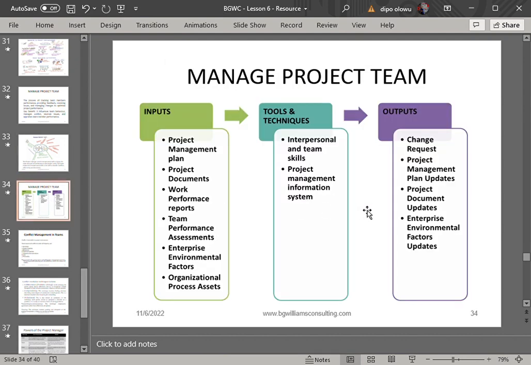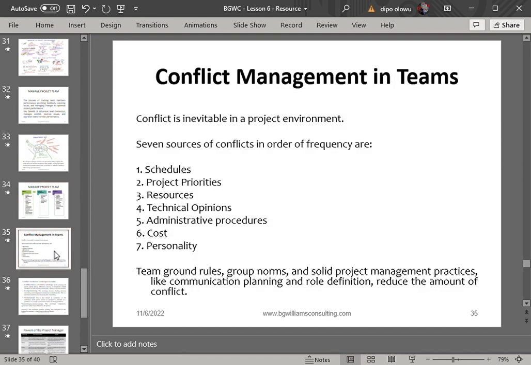What we want to achieve is ensuring that the team is doing what they need to do, and if there is a need for changes, change can be made. So what are the skills? Interpersonal and team skills. The ability to work with the team, understand your team, and show some level of leadership and emotional intelligence is very key when you talk about managing your team. Now, like I said, it is technically impossible to say that in a team there is no conflict.